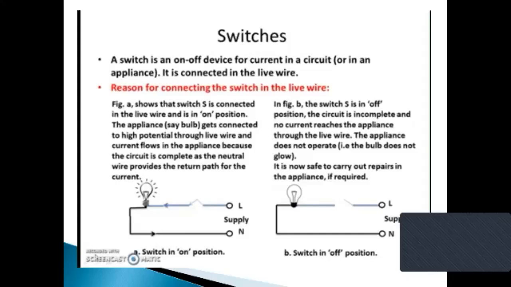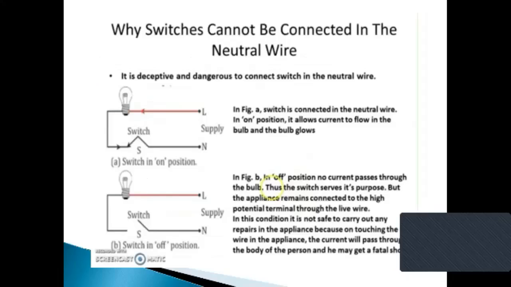Now again we can see why the switch cannot be connected in the neutral wire. It is deceptive and dangerous to connect the switch in the neutral wire. In the first figure you can see that the switch is connected in the neutral wire in the on position and it allows the current to flow in the bulb and the bulb glows. In the second position, even in the off position, no current passes through the bulb. Thus, the switch seems to serve its purpose.